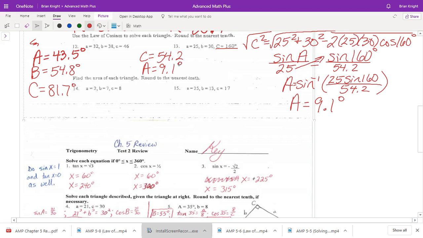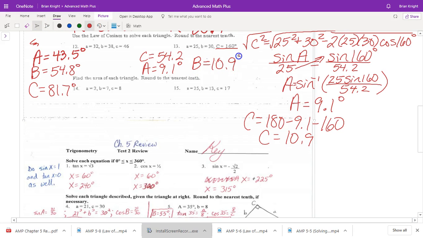And then to get the last angle, you just subtract the 2 that you have from 180. So 180 minus 9.1 minus 160. That will be 10.9. So angle C is, or excuse me, angle B is 10.9 degrees.